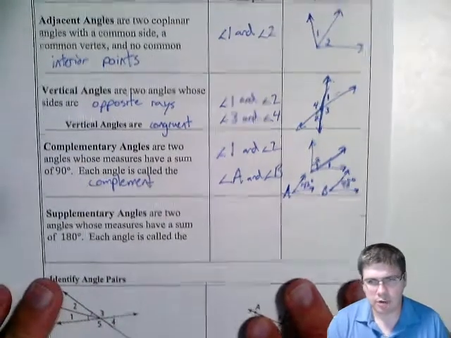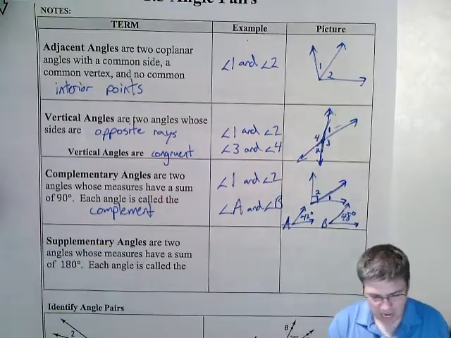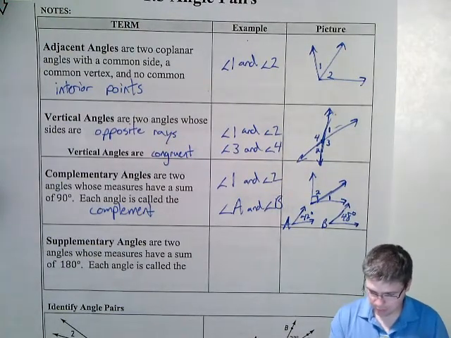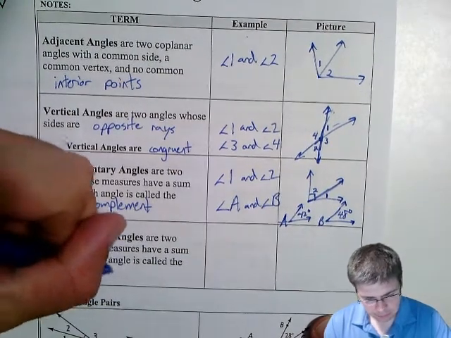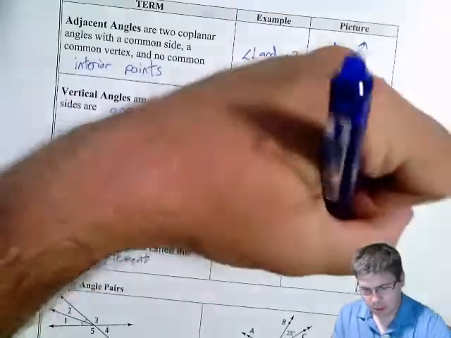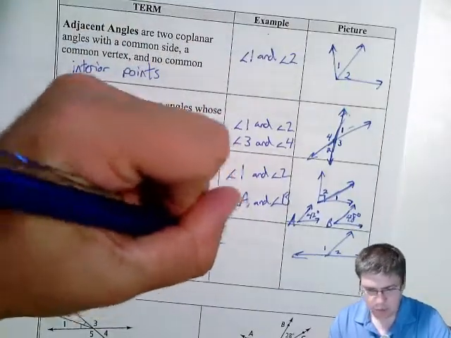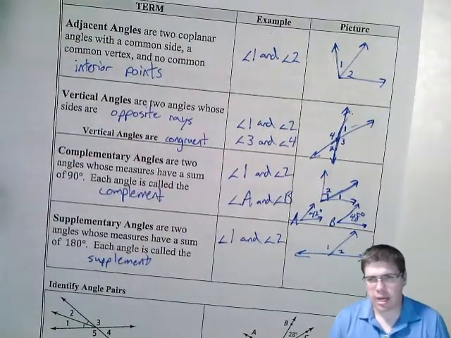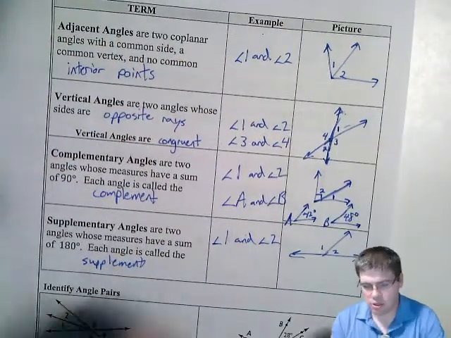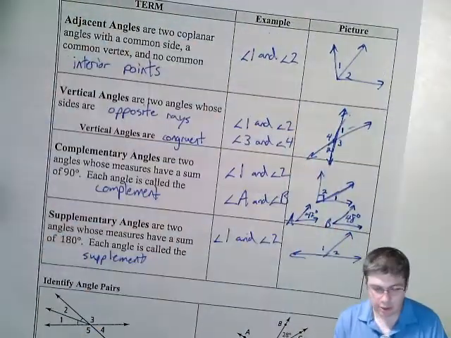All right, and then supplementary, the last angle pair we'll look at, those add up to 180 degrees. They make a straight angle when put together. Each angle is called the supplement. So for example, if I have a straight line here and I split that up with a couple of angles, angle 1 and angle 2 are supplementary angles. They add up to 180. I don't have to know their measure because when I see them next to each other, they make that straight line, which would be a 180 degree angle, a straight angle.